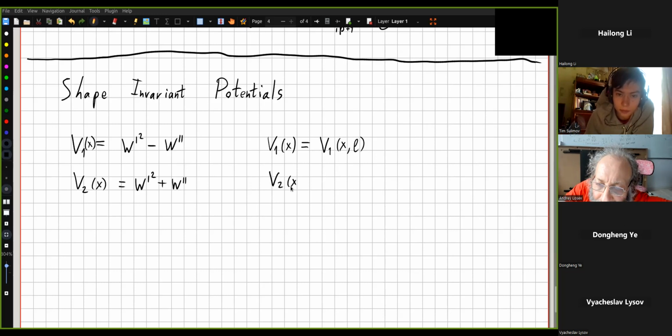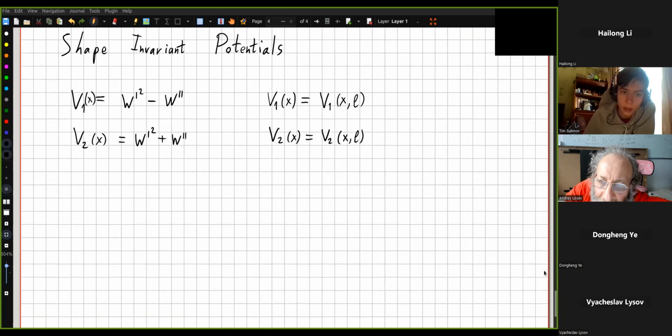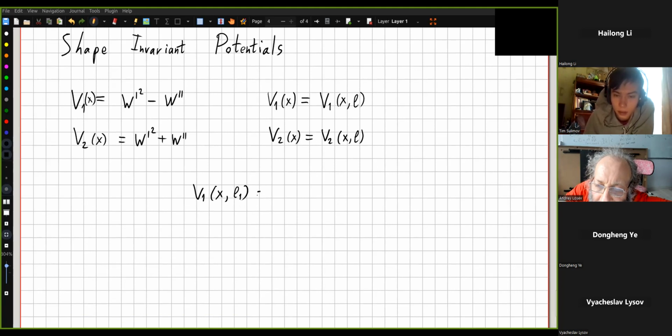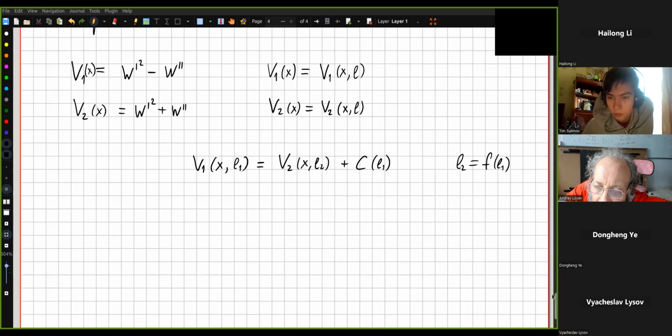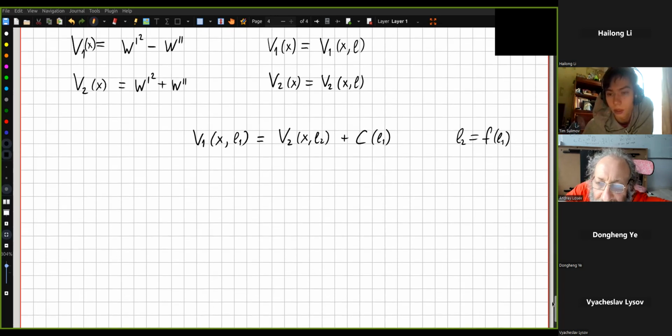And V2 can also be generalized to include this parameter L. Now, the shape invariancy condition is stated as follows. What if this V1 with some constant L1 is actually the same as V2 with some other constant L2 up to an additive constant? So here we can put dependence on L1 or L2, doesn't matter, because L1 and L2 are connected by some transformation. So we can say that L2 is some function of L1, which we assume is invertible, for example. Yeah, I guess we should just say f is invertible.